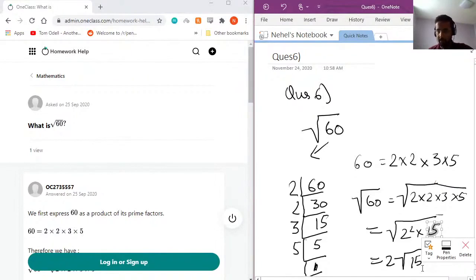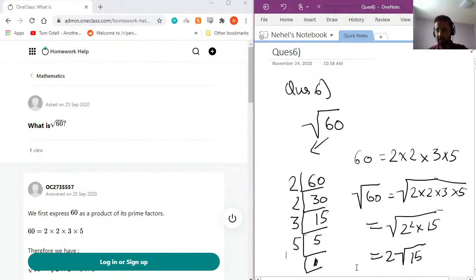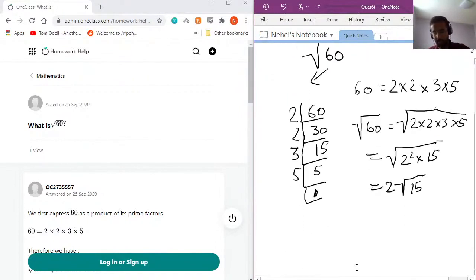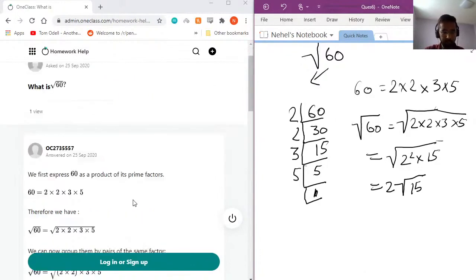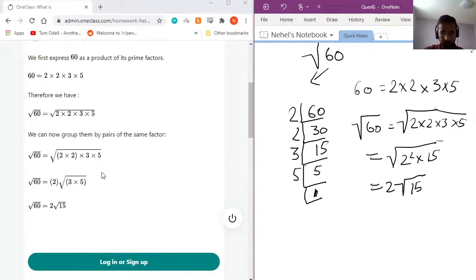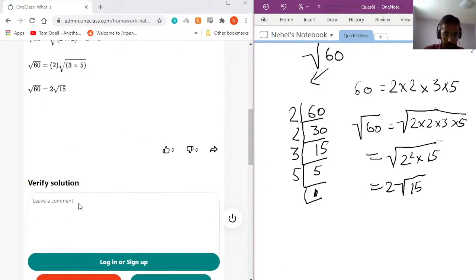There are a few empirical ways which we can use to calculate the final value of root 15, which will likely be between 3 and 4, closer to 4, since 4 square is equal to 16 and 3 square is equal to 9. But we won't be discussing that in this question. So perfect, the prime factors are correct, and then the pairs, 2 comes out, 2 root 15.